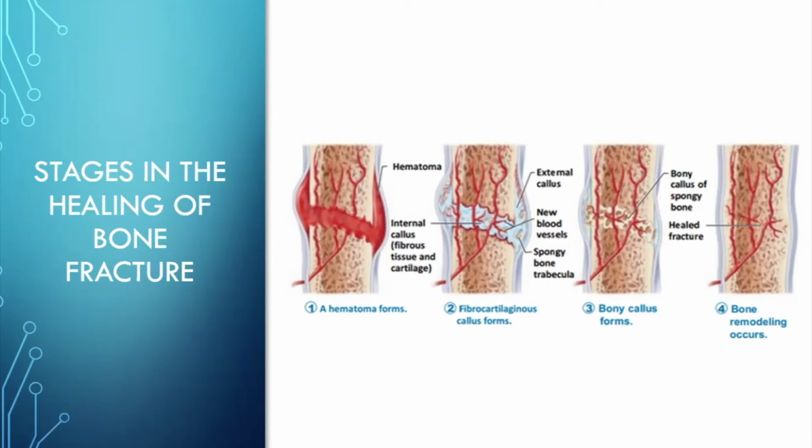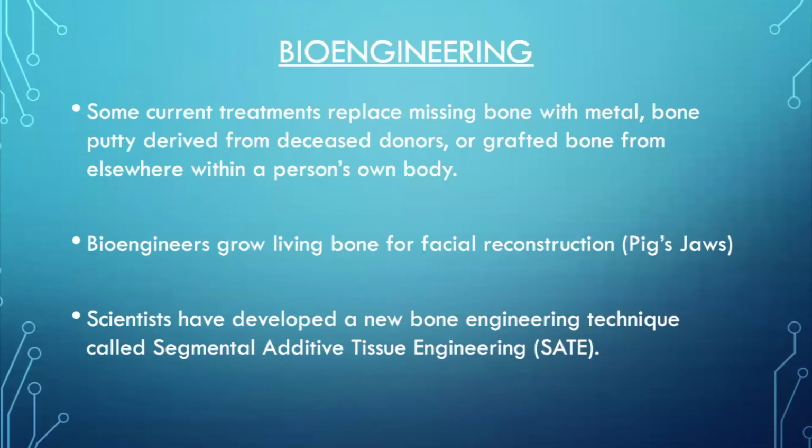The last stage is bone remodeling. The excess material on the diaphysis exterior and within the medullary cavity is removed. Compact bone is laid down to reconstruct the shaft walls. However, people may have fractures that do not have the ability to repair themselves.